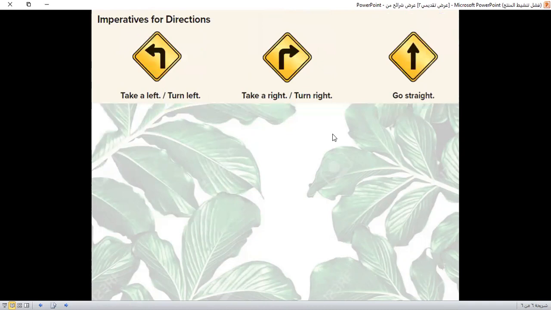Right. And then the last thing here is imperatives for directions. I think you see that in the street. If you see this sign, and you might also in the exam have it as pictures, you're going to understand that it talks about taking a left. So take a left or turn left. And the other one is take a right or turn right. They are the same. Or go straight.